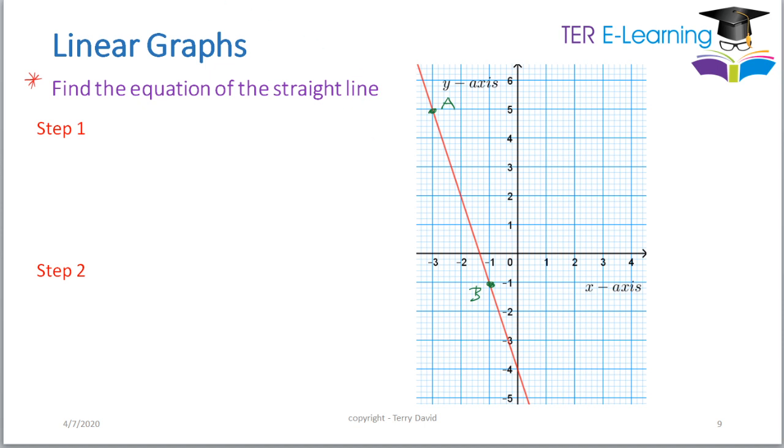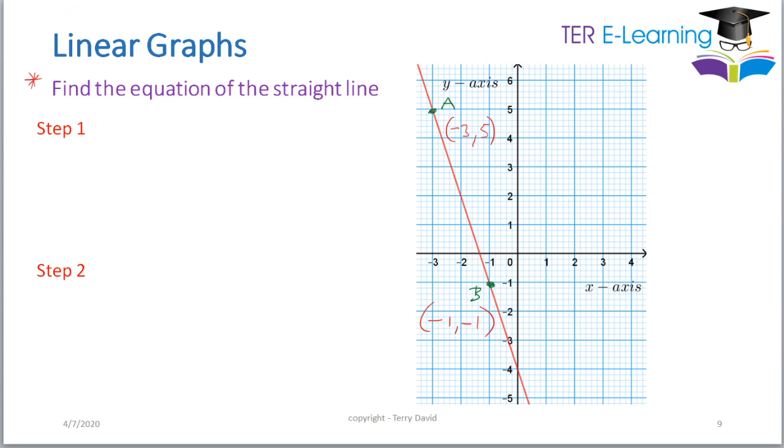All right, so let me just write down the coordinates for you all here. So B is actually minus 1, minus 1, right? I'm reading off my x value and my y value. The point A is minus 3, 5, right? So most of y'all seem to get that.